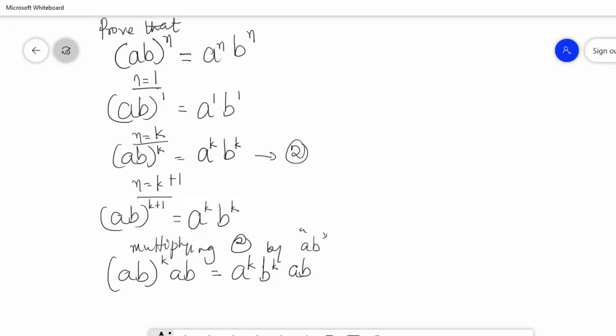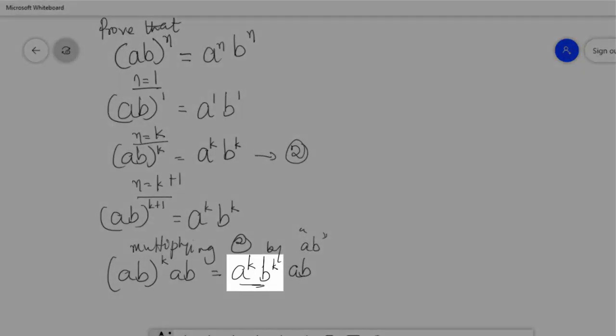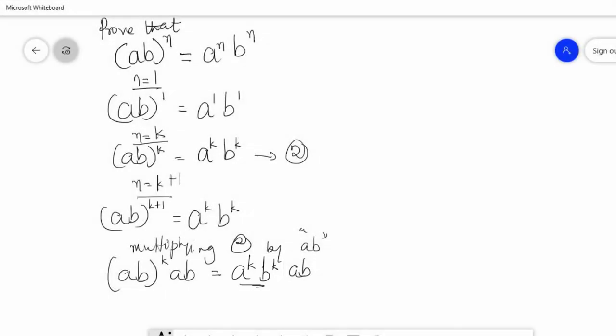The reason why I multiply this equation 2 by ab is that in example 1, I mentioned that one common trick is to write the n equals k plus 1 case in two parts, such that one part will look like when n is equal to k, what we have over here, which is assumed to be true already, and then the other part can be checked to see if it holds. So from what we have over here, we can see that we have a to the power k plus 1 multiplied by b to the power k plus 1, and that gives us the same thing on the right hand side, a to the power k plus 1 and then multiplied by b to the power k plus 1.